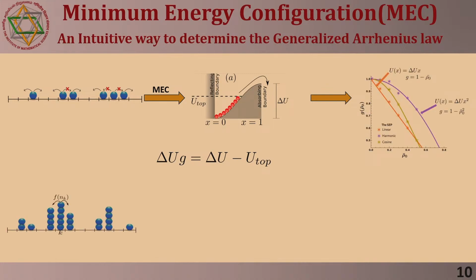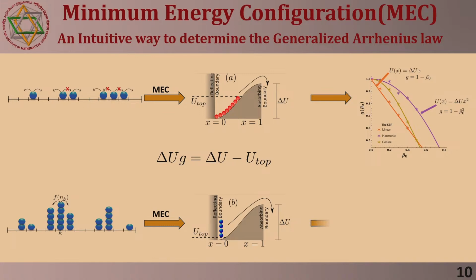For zero range process, since any number of particles can sit on a single site, we say the minimum energy configuration is all the particles sitting exactly at x equal to 0, and that means u top, the topmost particle, feels potential exactly equal to 0. We take the potential at x equal to 0 to be 0, and this relation then implies that g is identically equal to 1 for zero range process.